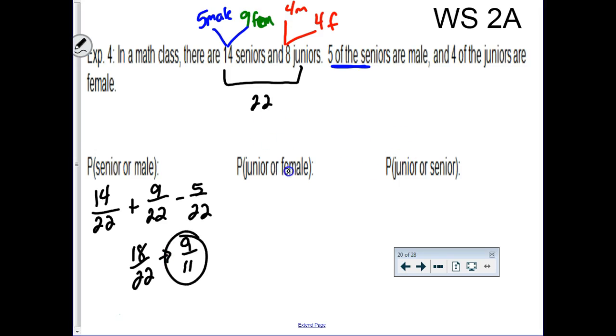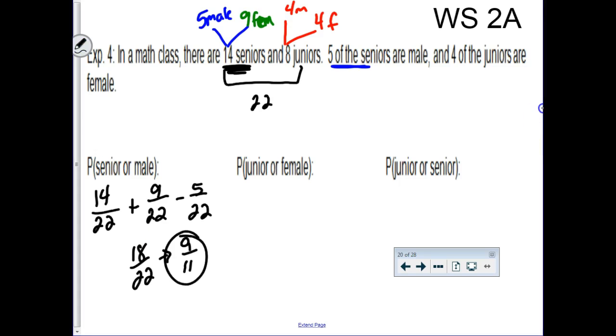Now, the other way to get that question right was just to say, okay, I have 14 seniors, and then who else would you have to add to that group to be considered senior or male? These 4 male juniors. So that's another way to get the 18 out of 22, and for most of you, you're like, well, that was easy, I'm going to do that. Yes, you can do that when you have context. If you don't have context, you have to follow that formula.